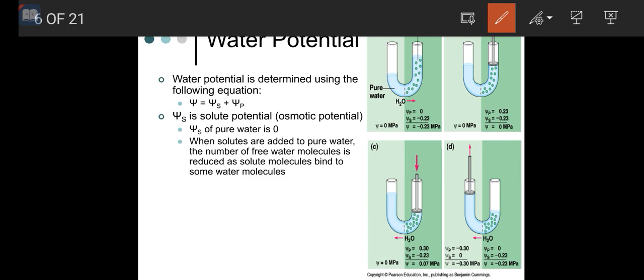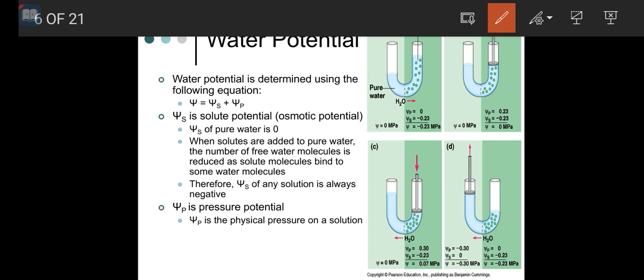When a solute is added to pure water, the number of free water molecules is reduced as the solute molecules bind to some water molecules. Therefore, the osmotic potential of a solution is also negative.